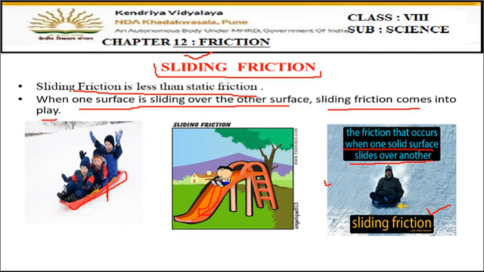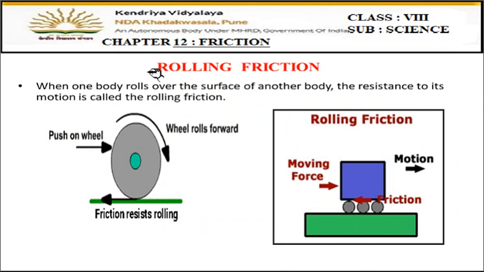Okay, so this is sliding friction. Then third is rolling friction. When will the rolling friction act? When one surface is rolling over another surface. That time, the friction which is acting between the two surfaces is called the rolling friction.